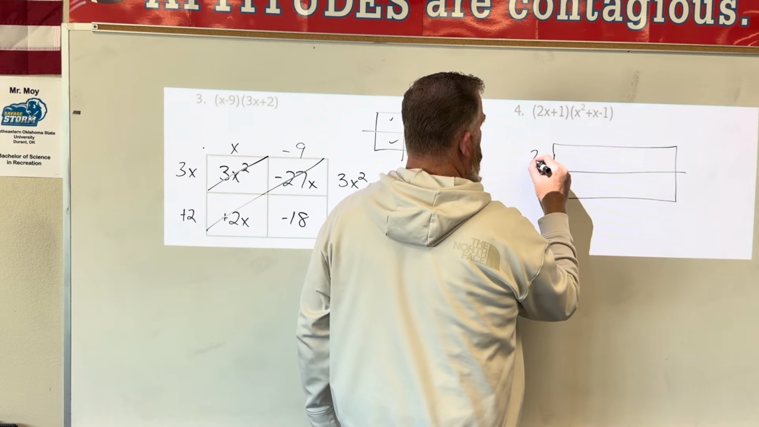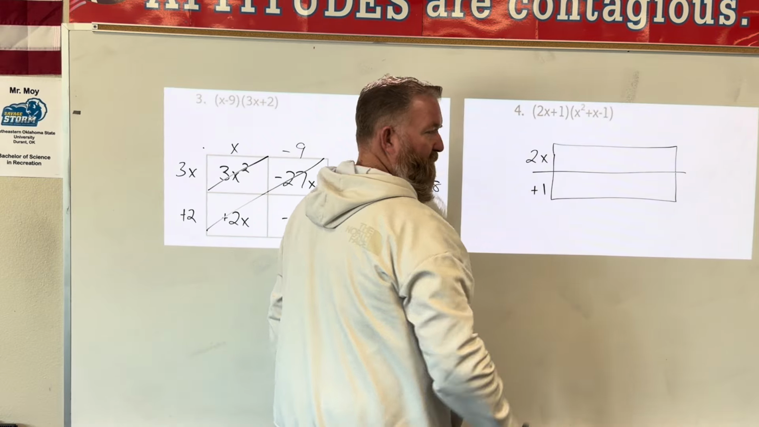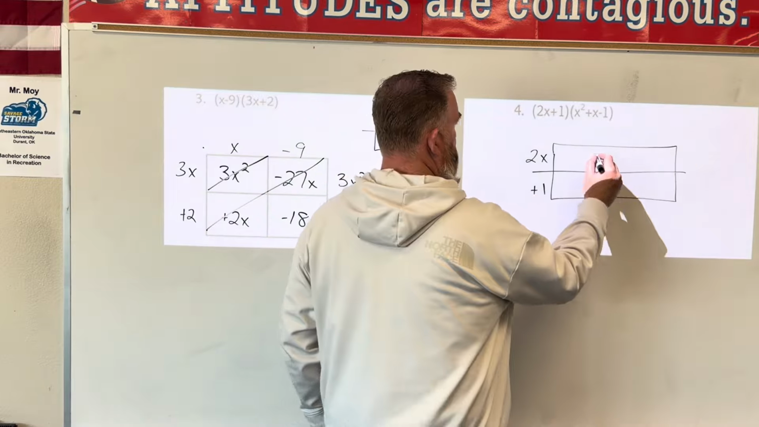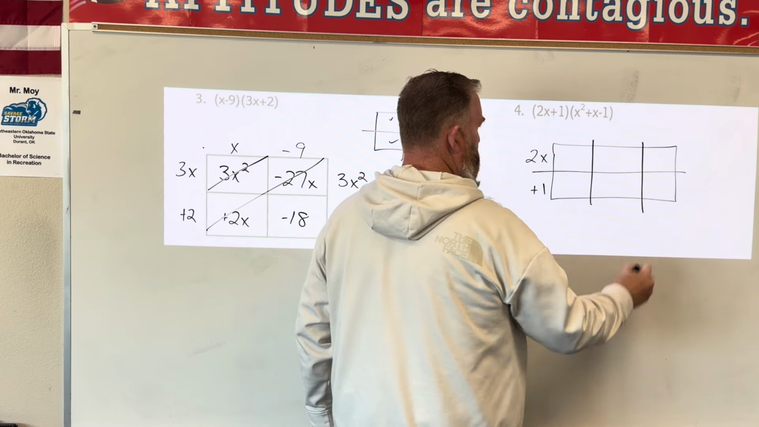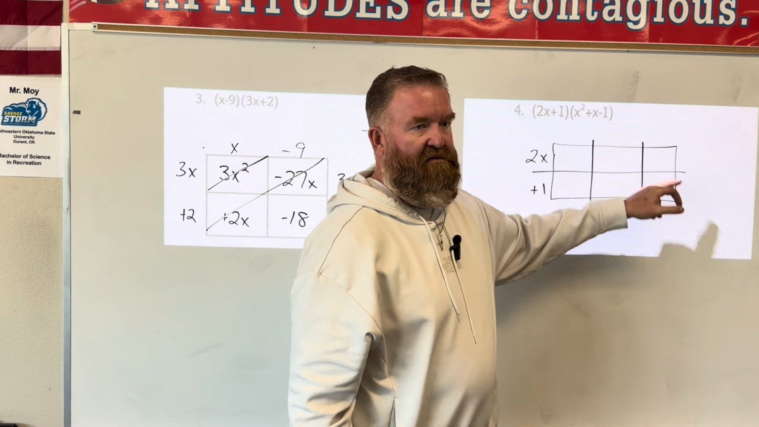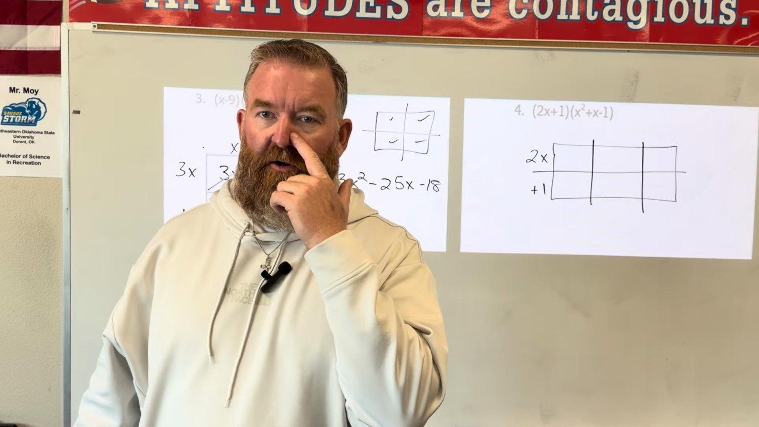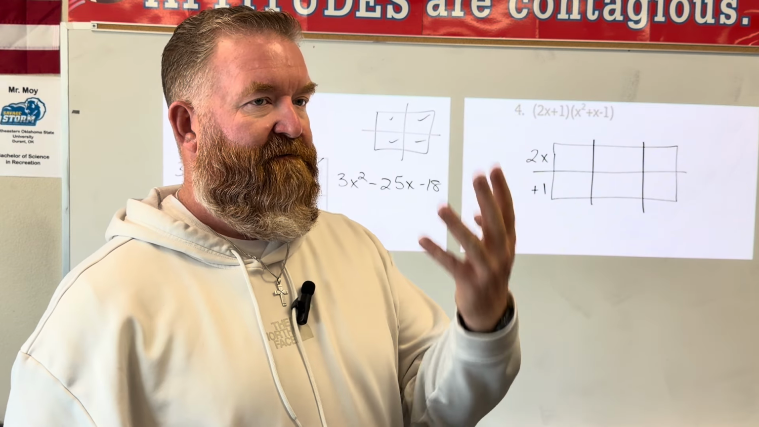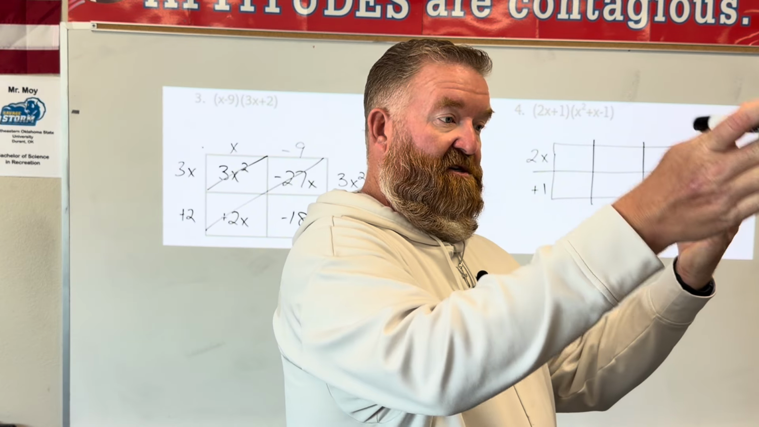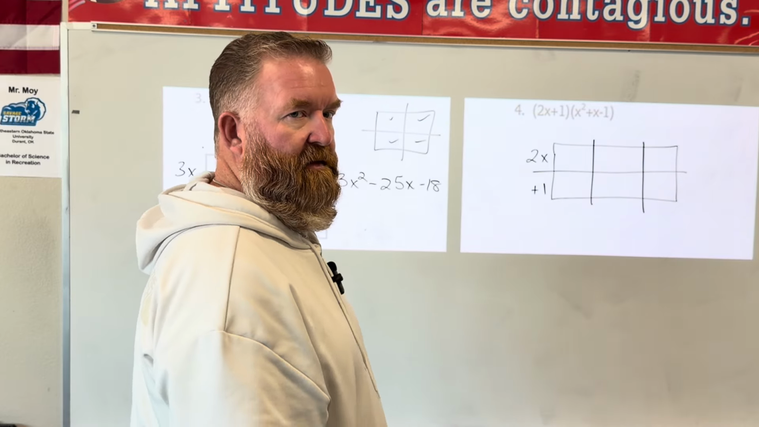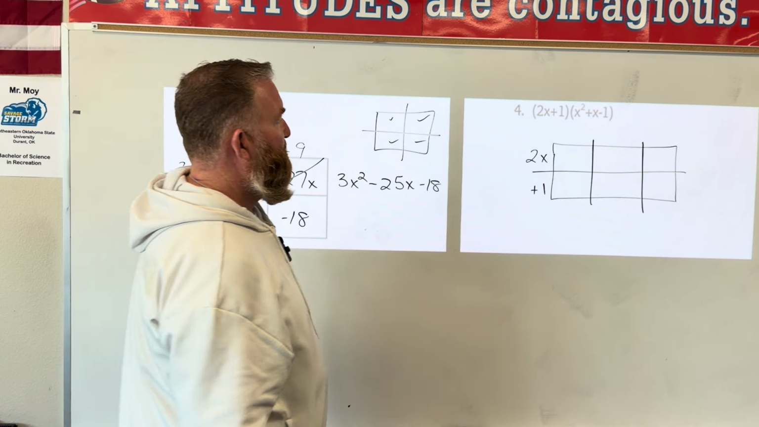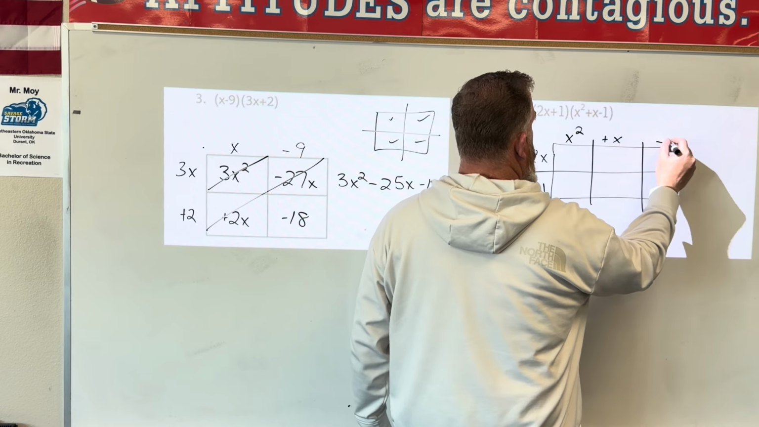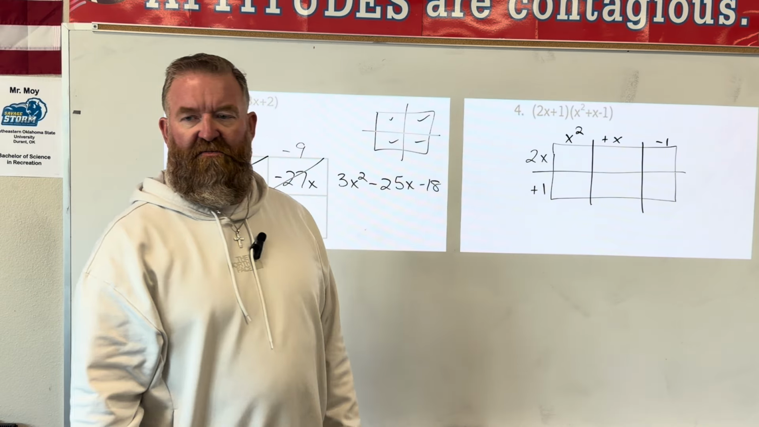Now, I need a trinomial. This is going to be my binomial, 2x and then a positive 1, right? So I'm going to put my trinomial across the top. I'm going to draw 2 separate lines, because now I've got 3 boxes across the top. It's always one less line. So if you need a trinomial, draw 2 lines. If you get 4 terms, you draw 3 lines. Everybody good? So now I've got x squared plus x minus 1. Do you guys want to try this one on your own before I even say anything?